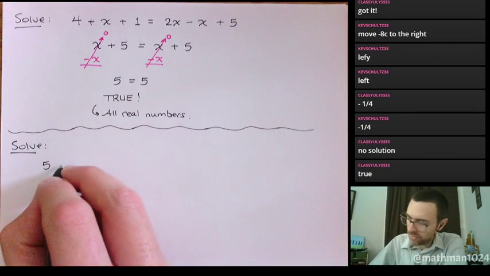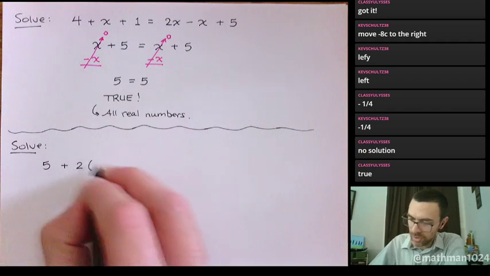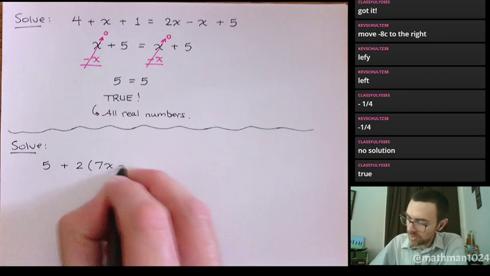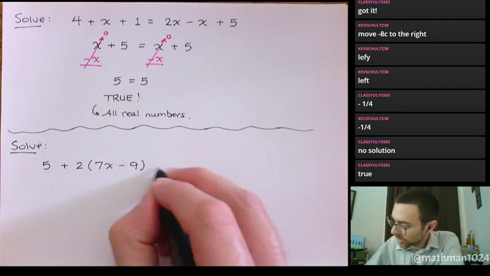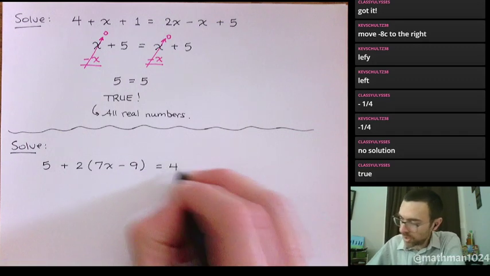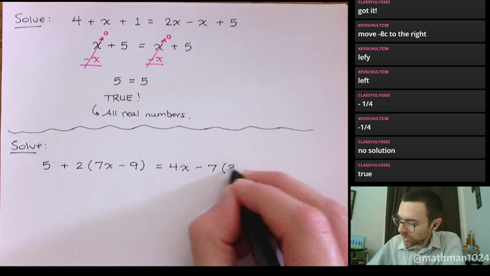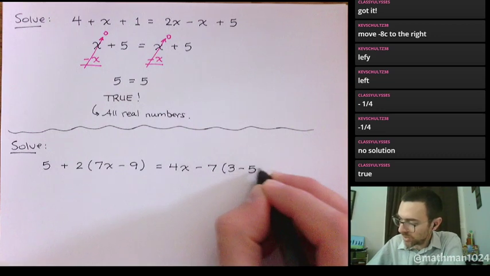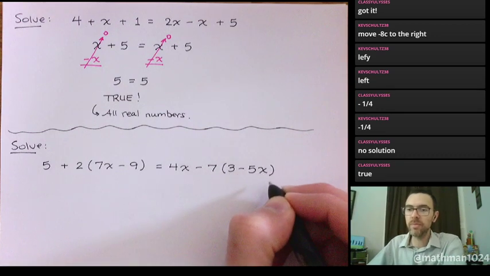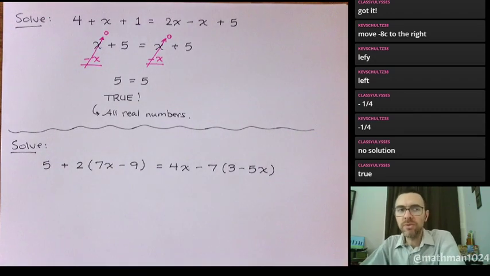So let's try 5 plus 2 times the quantity 7x minus 9 is equal to 4x minus 7 times the quantity 3 minus 5x. Hopefully you have enough room on your paper to write that.